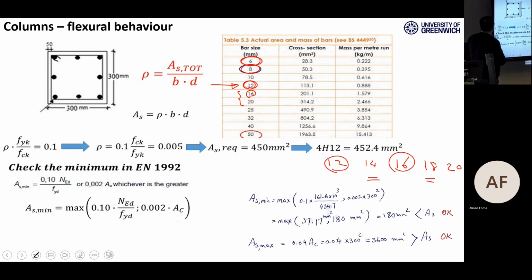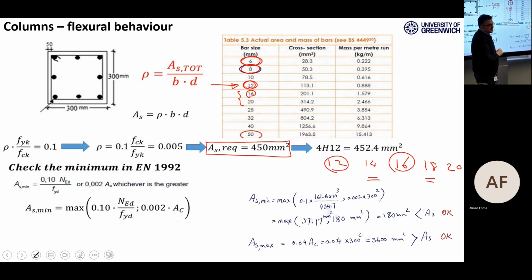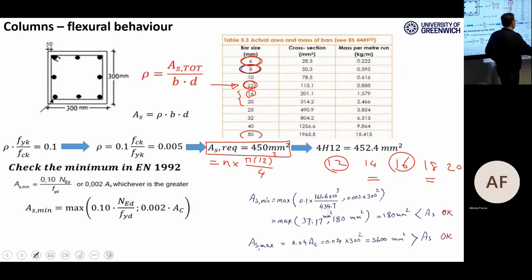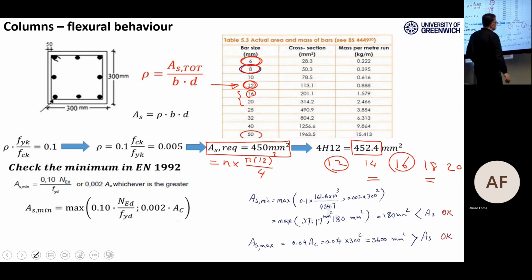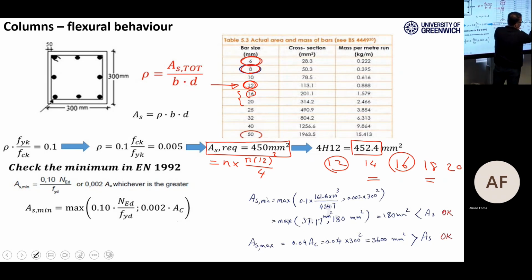If I'm going to use bar number 12, I need 450 square millimeters as the summation of my rebar. So, for example, I can say 450 square millimeters is n rebars times pi 12 squared over 4, right? And I can calculate n and round it up. Okay, I will get 4 rebars of number 12, which have 452.4 square millimeters.